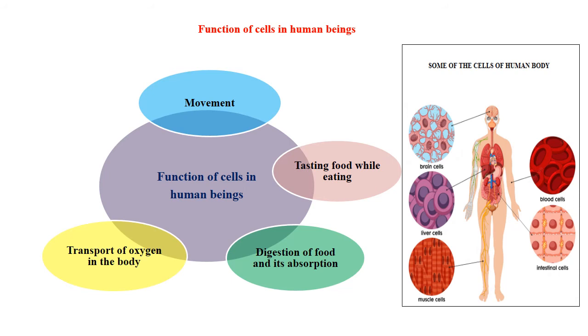Transport of oxygen in the body. The oxygen supplied to the body parts is absorbed by the red blood cells from inside the lungs and then transported to all parts of the body. Thermoregulation. The body temperature is maintained by the activity of skin gland cells by sweating in summer or increased cell metabolism in winters. Let's see an overview of cell.